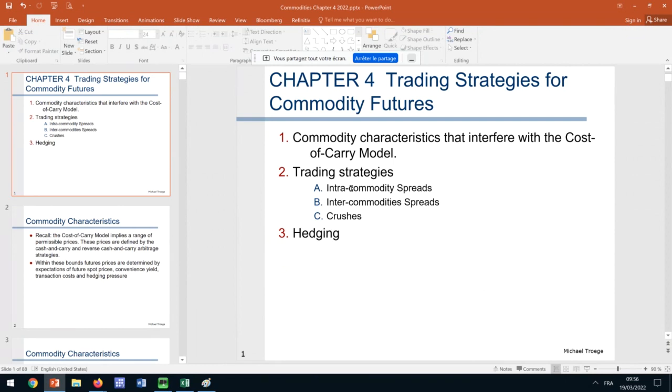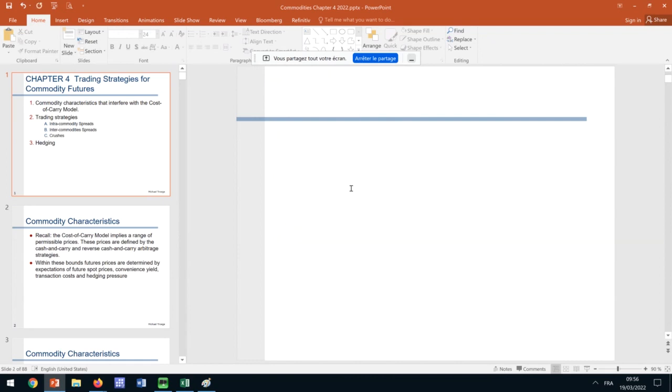So these are different ways to benefit from anticipated changes in the futures curve, or to benefit from certain relationships between different commodities and future prices and real prices.